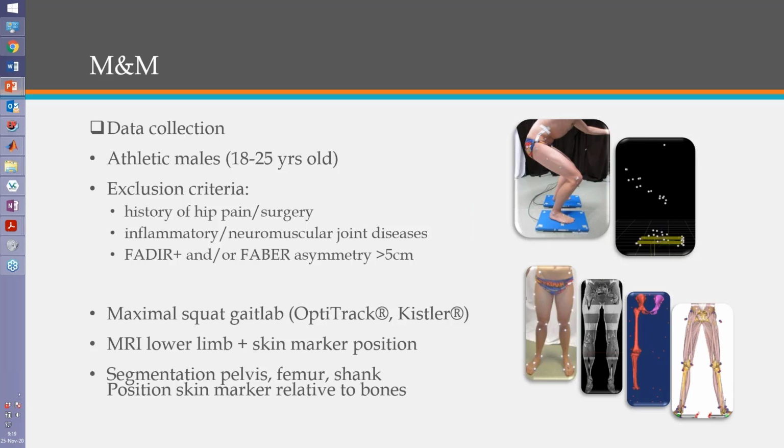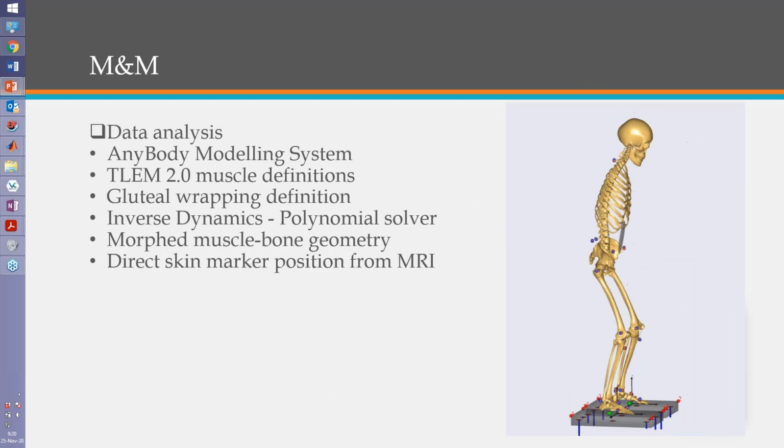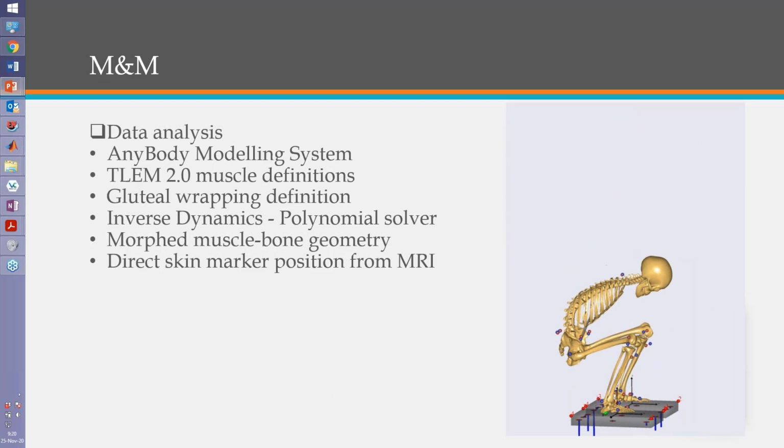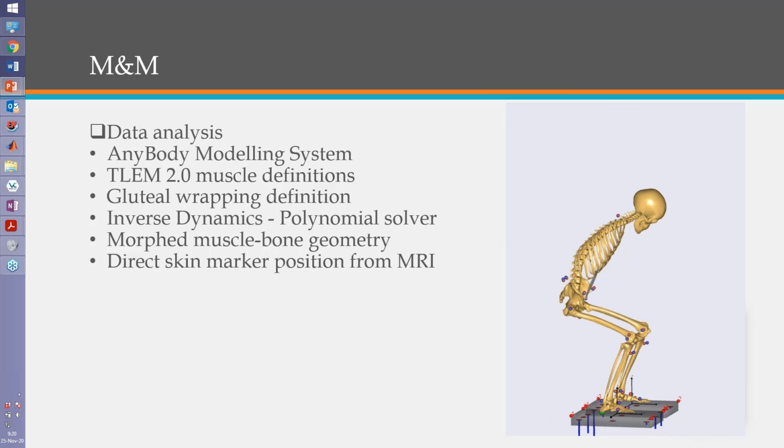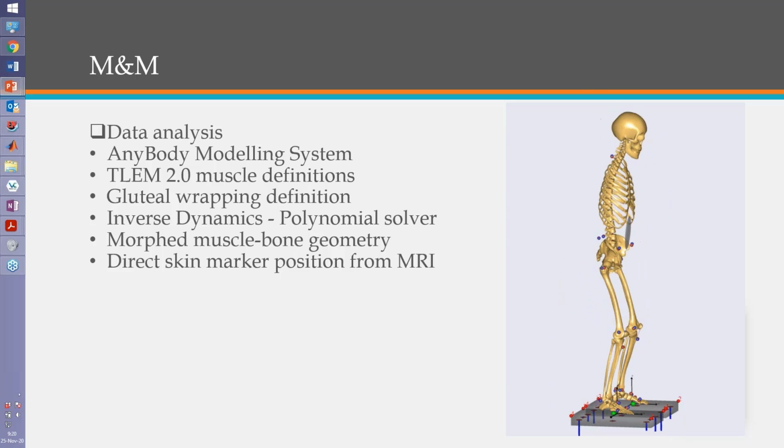A segmentation of all the relevant bones was done using Mimics and a dedicated in-house MATLAB segmentation. So once again, it was done using the AnyBody modeling system. We included the latest Twente Lower Extremity Model 2.0 muscle definitions.